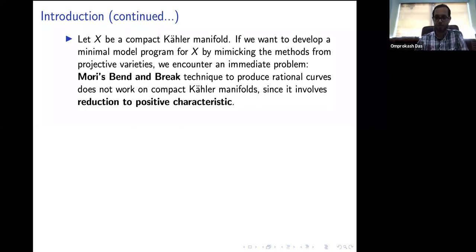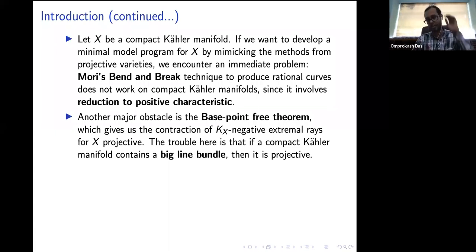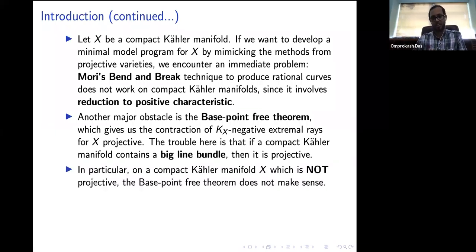So the cone theorem would be a problem. Another major obstacle is the base point free theorem. The base point free theorem for projective varieties basically gives us the contraction of K_X-negative extremal rays when X is projective. The trouble here is that if a compact Kahler manifold contains a big line bundle, then immediately it becomes projective. That's a theorem of Namikawa. I'll come back to this later. So in particular, on a compact Kahler manifold which is not projective, the base point free theorem does not make sense. That means even if somehow you got to the cone theorem, you would not know how to contract the negative extremal rays. So without contraction, there is no MMP.